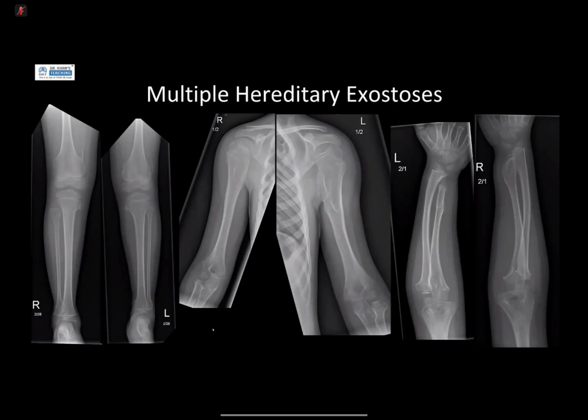This is an autosomal dominant condition, and again, you would be assessing clinically for any pain or mass enlargement. I think there's a very low incidence of transformation, around 1 to 2%, to chondrosarcoma.